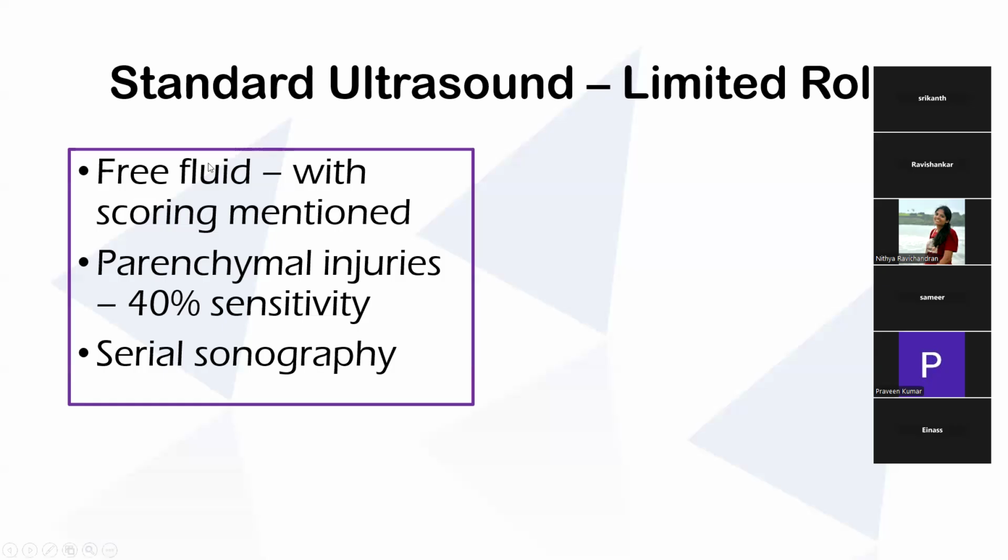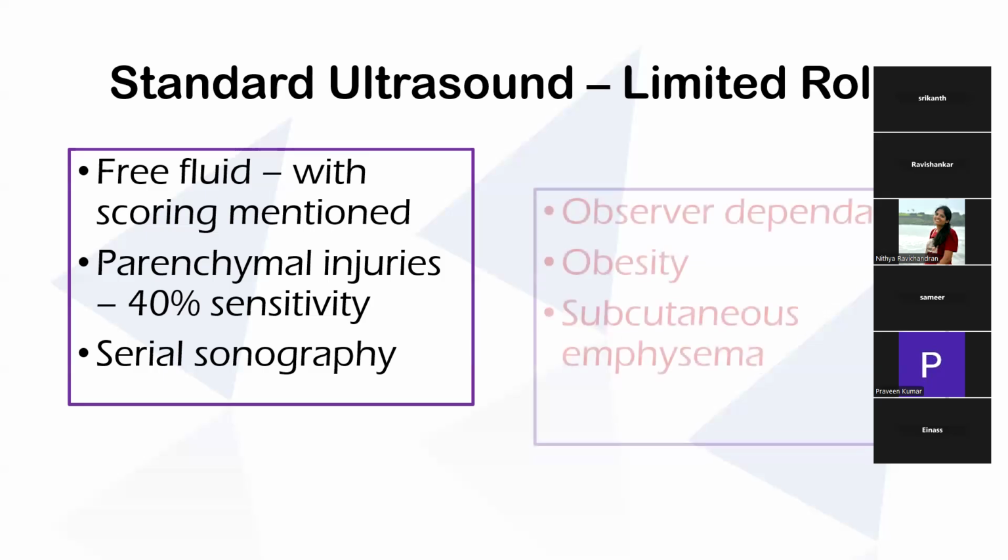Anyway, you look for free fluid, but scoring is important in the sense that it tells you whether the fluid collection is mild, moderate, or marked, severe. Parenchymal injuries, you said 70, the actual fact is 40%. Not very important, but serial sonography, as I keep saying, helps because from one point to the next, an hour later, there may be a larger amount of fluid which they can pick up.